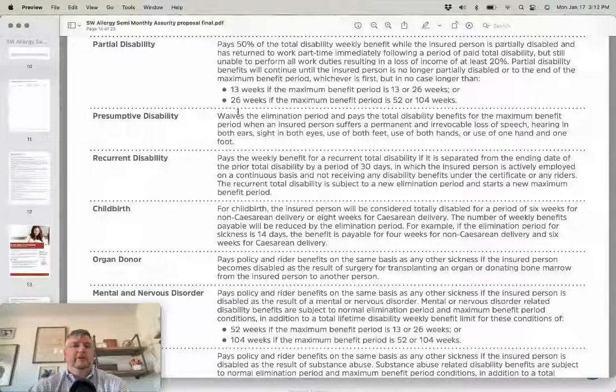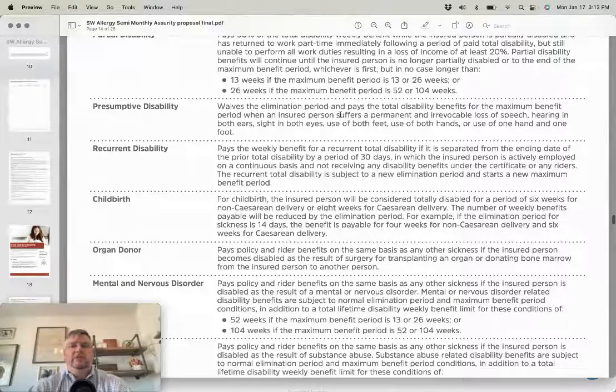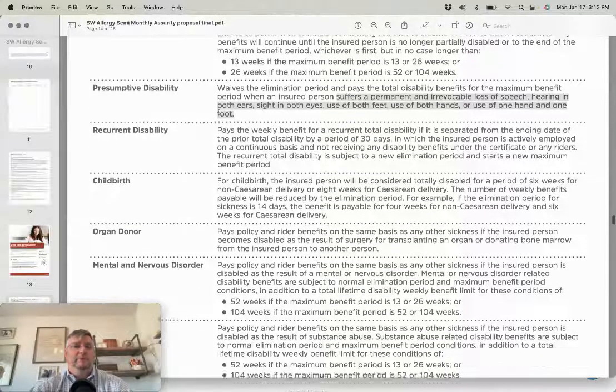So let's look at presumptive disability. It waives the elimination period and pays the total disability benefits for the maximum benefit period when an insured person suffers a permanent and irrevocable loss of speech, hearing, sight, use of both feet, both hands, or one hand and one foot. So if something truly horrible happens to you, then basically they're going to pay total disability: your entire weekly disability benefit for the entire benefit period of the 13 weeks or 26 weeks, or whatever you signed up for, if one of those horrible events happens.